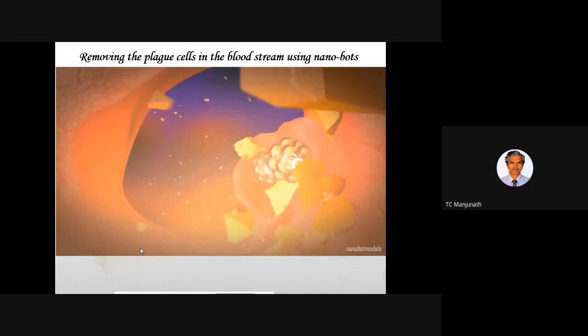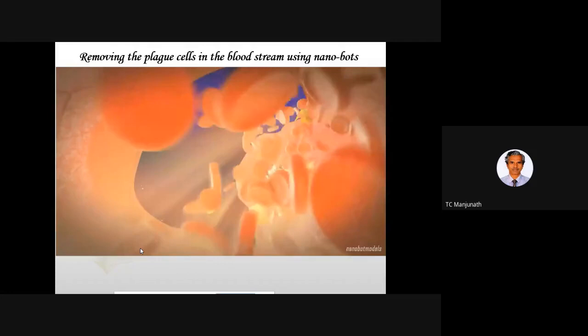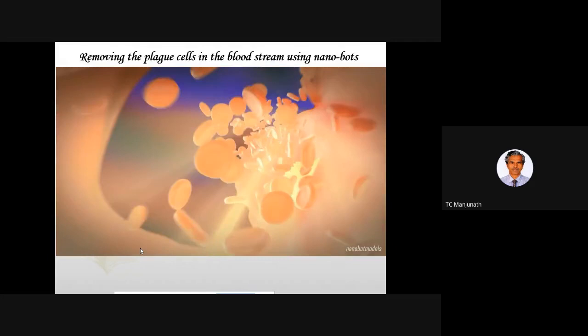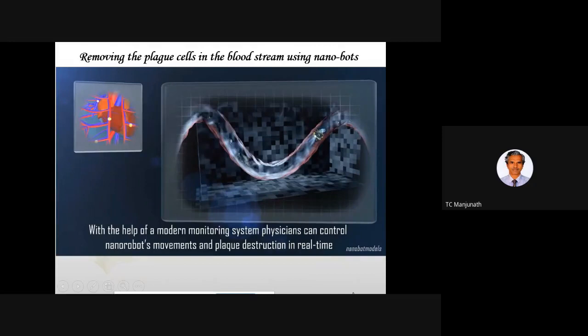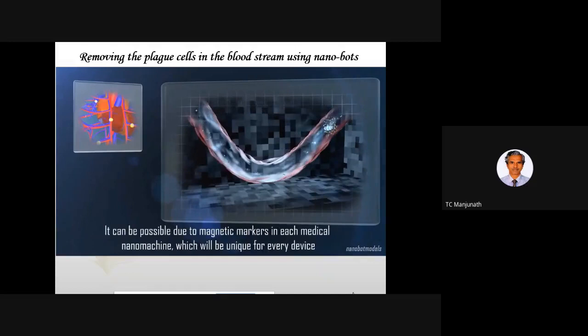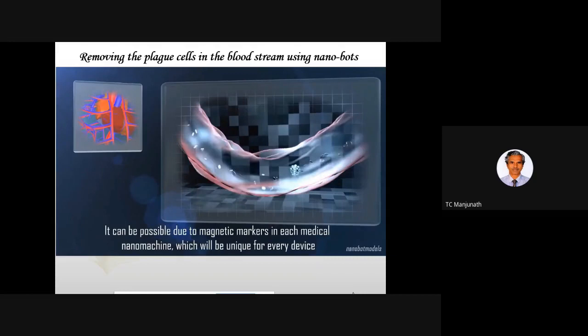Once the fatty contents have been removed and the artery is free of them, the blood flow will be smooth, the cholesterol deposits will be less, and the BP, blood pressure, will become normal. So with the help of these modern monitoring systems, physicians can control nanorobot movements and the plaque destruction, that too in real time, on the computer itself. It is possible due to magnetic markers in each medical nano machine, which will be unique for every device.